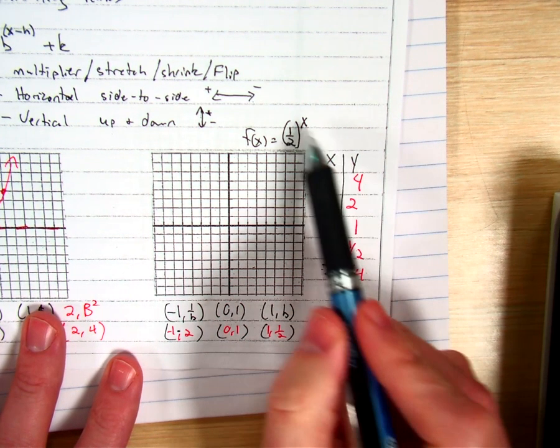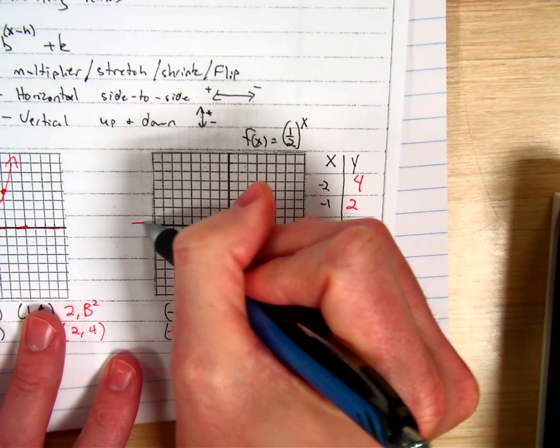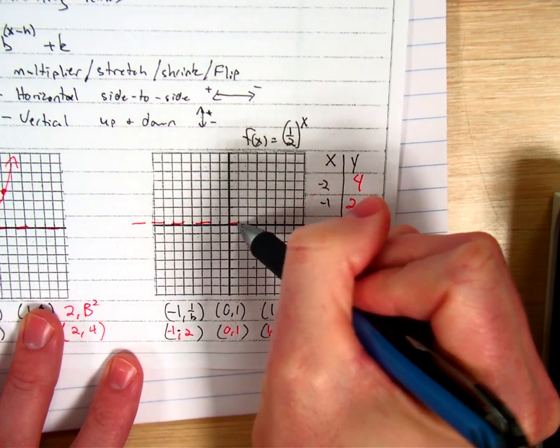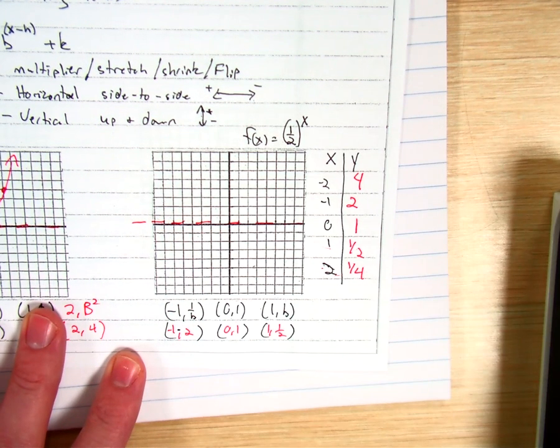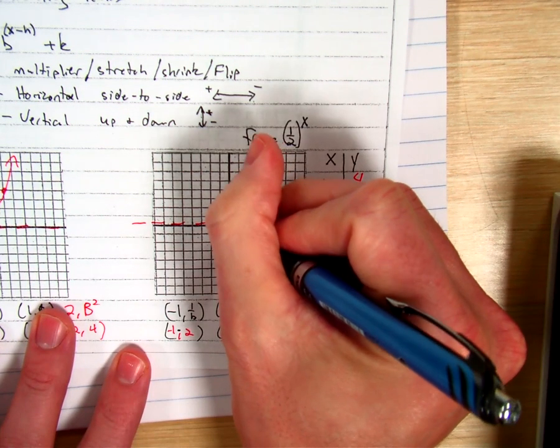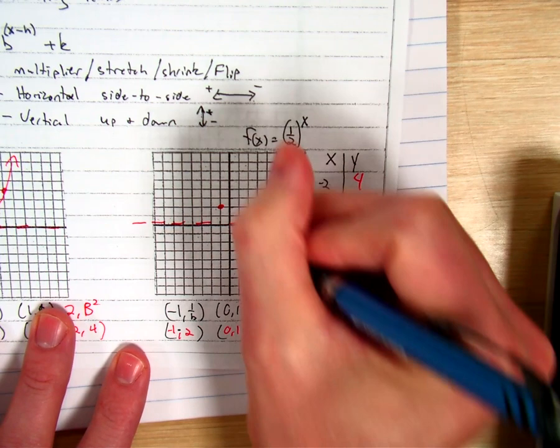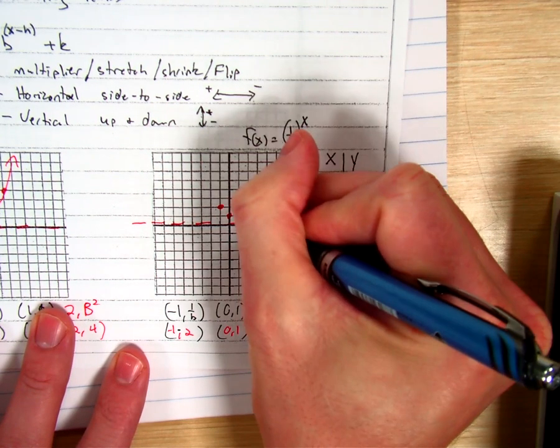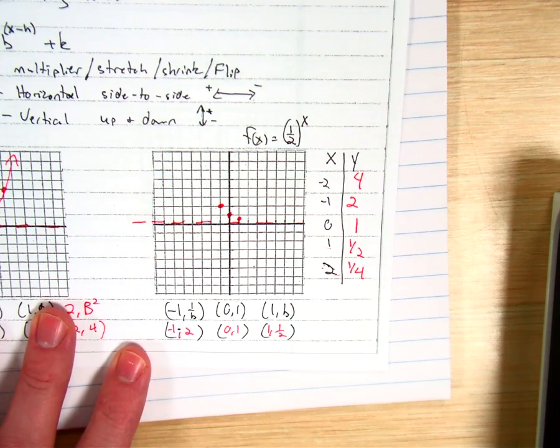Okay, we didn't have any left and right or any up and downs, so we should still have our horizontal asymptote there. Negative 1, comma 2, 0, comma 1, 1, comma a half. Okay?